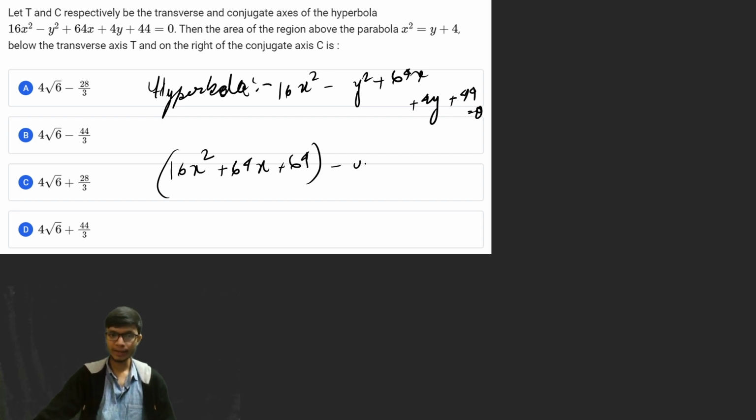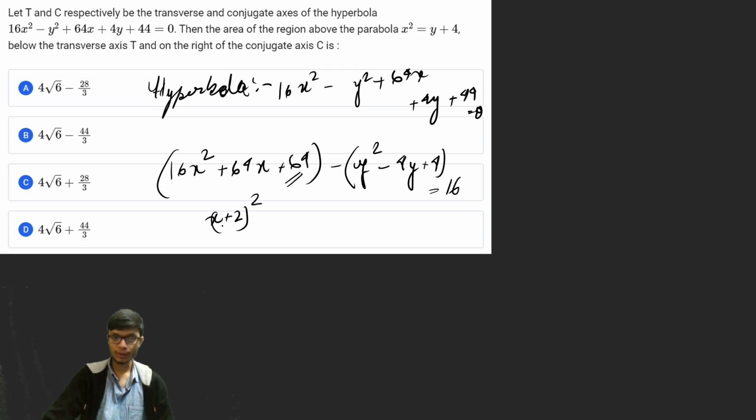Similarly, if I take minus common, this is minus of y square minus 4y. And over here we have 44 left out. Since we added plus 64, we have to subtract 64, so minus 64, and over here it is 44. So if you see, the balance will be basically equal to 16, so with this you will get 16 times of x plus 2 whole square minus y minus 2 whole square is basically equal to 16.